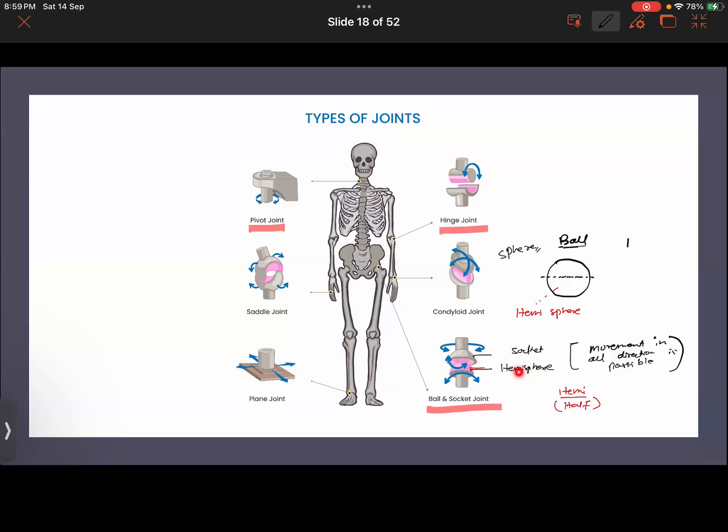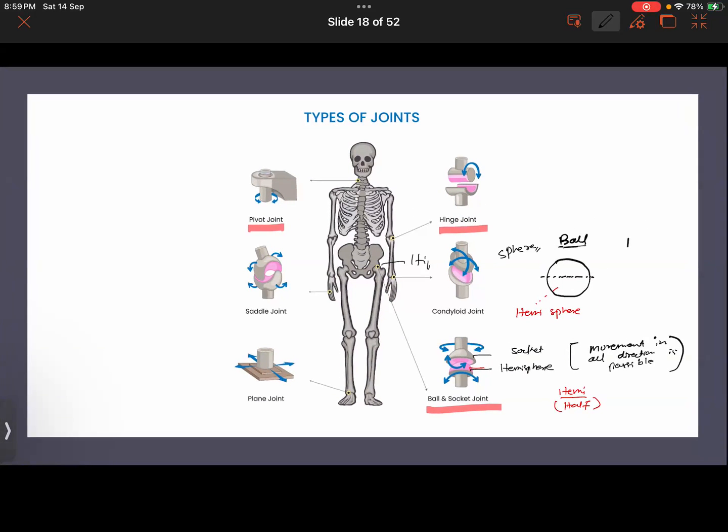And where exactly is it present? It is present in our hip. Here it is, our hip. There it is present, and it is present in our shoulder joint also.